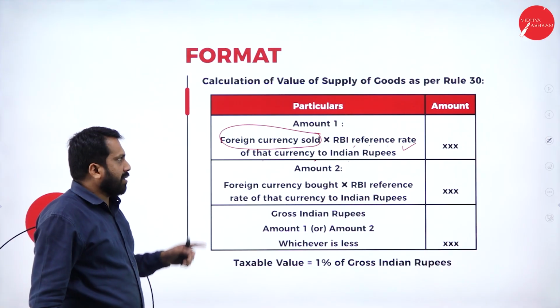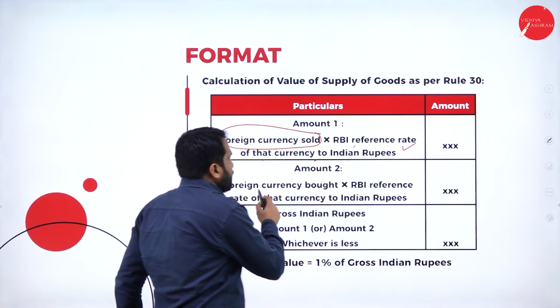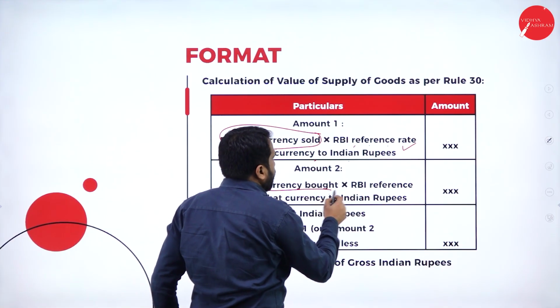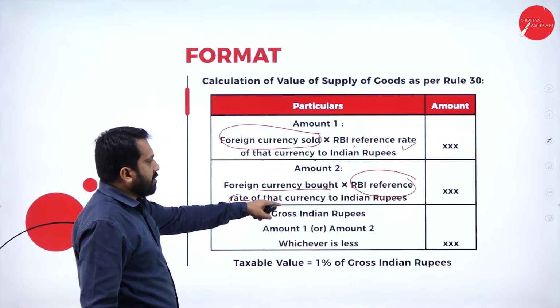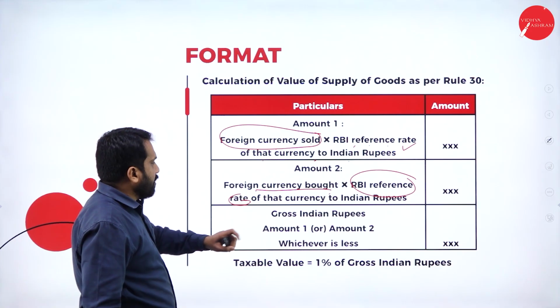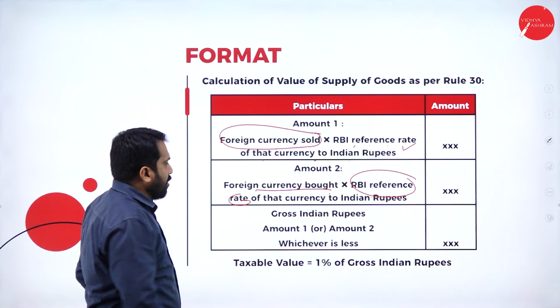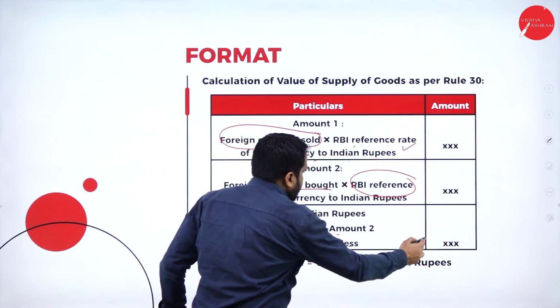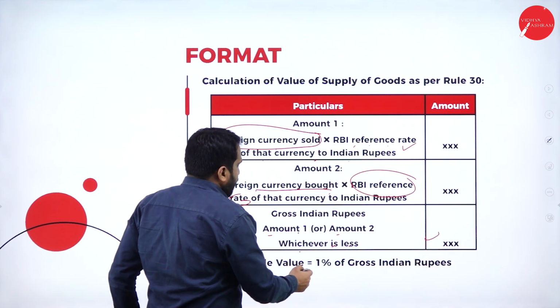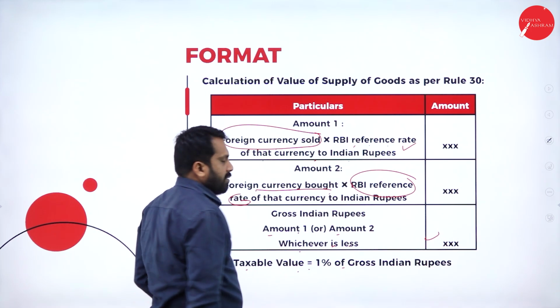Second one, amount 2: foreign currency bought. This is sold, this is bought. Multiply by the RBI reference rate of that currency to Indian rupee. Same thing. Third one, gross Indian rupee: amount 1 or amount 2, whichever is less, that has to be your taxable value, which is equal to 1% of gross Indian rupee.